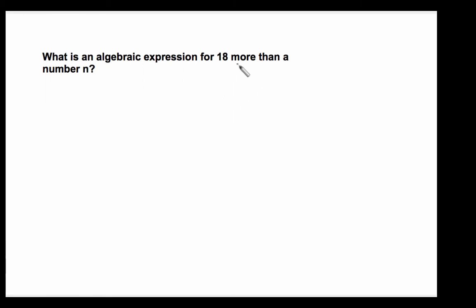Okay, so in this problem, we have to know what the words more than mean. More than implies addition. So what we can do here is we can take our variable n, and more than we know means add. So we're just going to add 18 to n, and there we have an algebraic expression. The value of that expression depends on the value of n. It could take on many, many values depending on n's value.